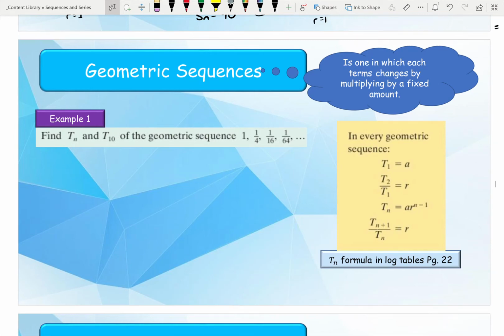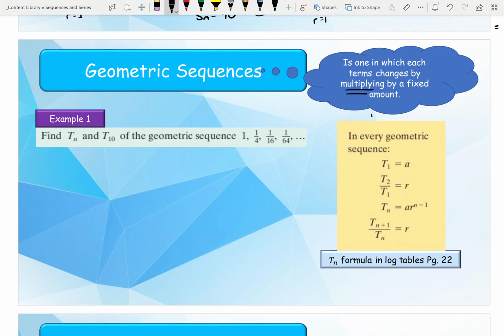Welcome back, guys, and what we're going to be looking at in this tutorial is a geometric sequence. In the last two tutorials we've been looking at arithmetic, where it's all about addition and subtraction. Today we're looking at a geometric sequence, which focuses on moving from term to term by multiplying.